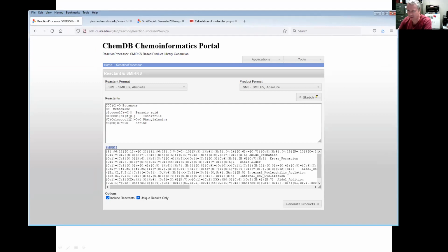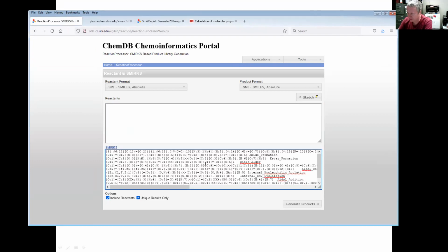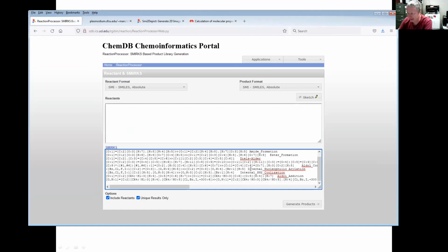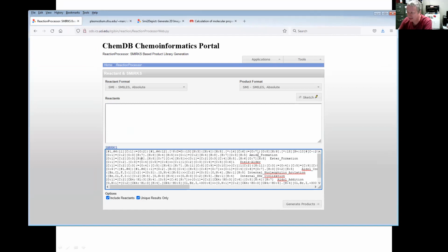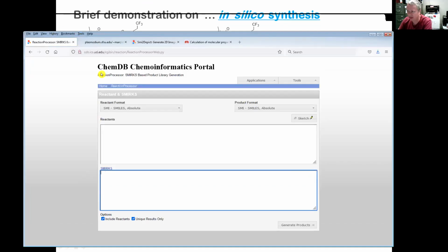So what I'm going to do is delete the reactants in here. Delete them all. We're also going to delete the smirks. Notice in the smirks box, they have maybe like 10 different reactions: amide formation, ester formation, Diels-Alder, nucleophilic acylation. All these are chemical reactions with SMIRKS strings, but we're going to just delete that and put our SMIRKS string in there, which is on the previous slide. Let me go get it.